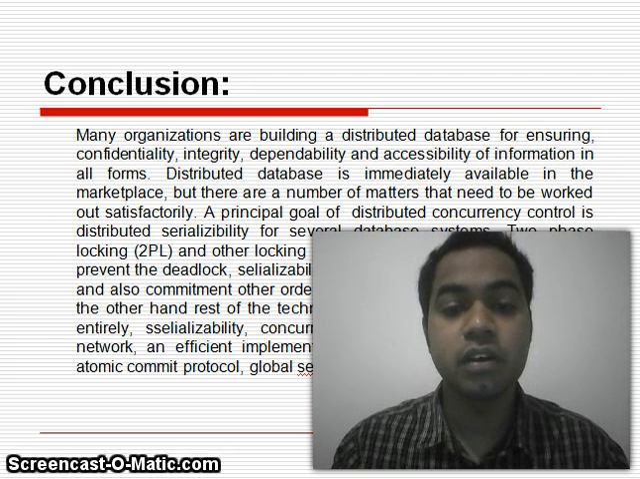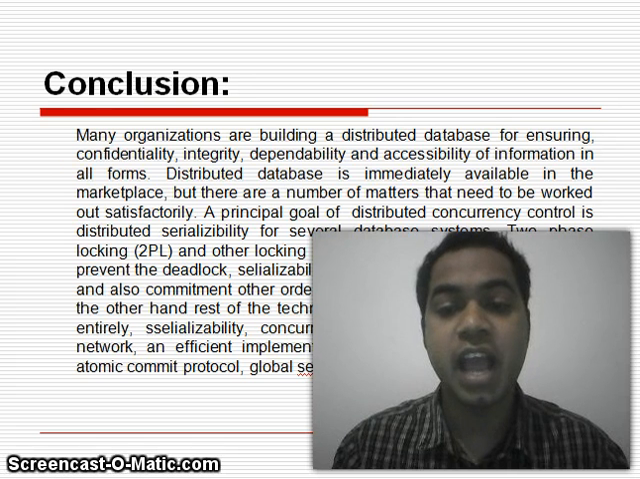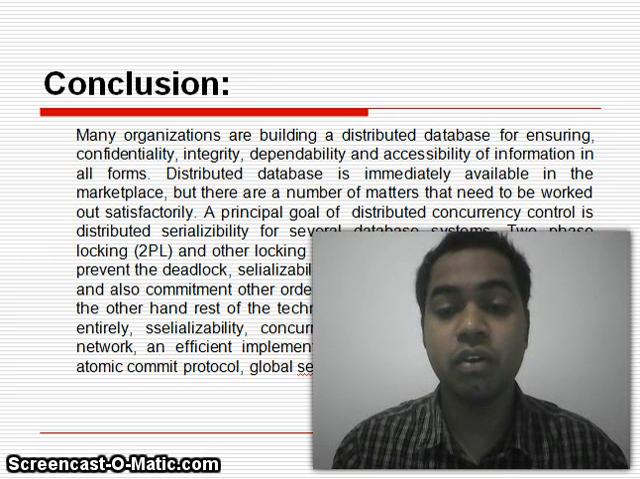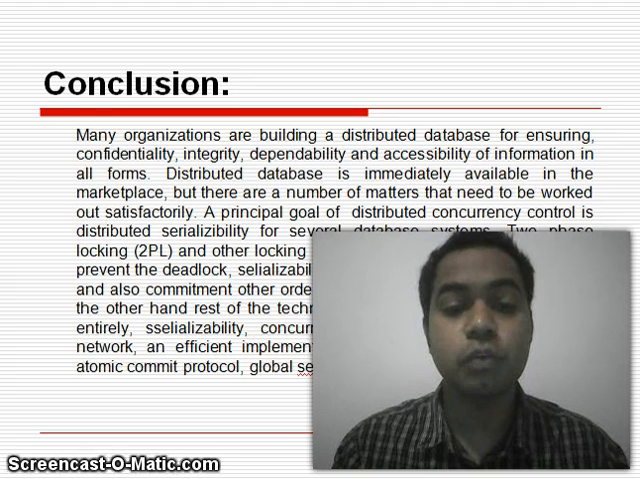Two-phase locking and other locking protocols are much more cost efficient, prevent deadlock, and provide serializability, high security transactions, recovery, and also commitment ordering in the distributed environment. On the other hand, the rest of the techniques are also good for avoiding deadlock entirely, serializability, concurrency control, performing on low latency networks, and efficient implementation of total ordering, atomic commit protocol, global serializability, and so on.